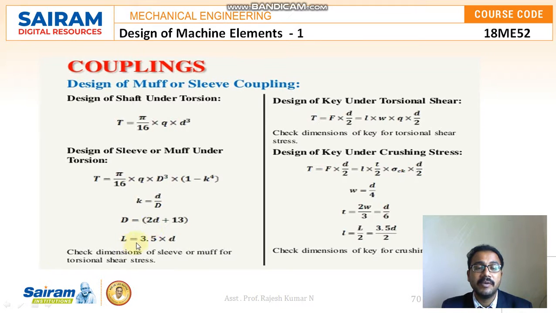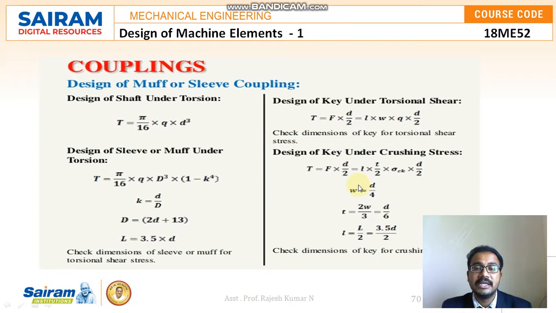Once it is done, we will find the length of the sleeve by using the formula 3.5 into small d, the diameter of the shaft. From this we will cross-check the dimensions of the sleeve or muff for the torsional shear stress. The next step is the design of the key under torsional shear. We will find the thickness, width, and other dimensions using the formula T equals F into d by 2, which is equal to l into w into q into d by 2. So we will check the dimensions of the key for the torsional shear stress.